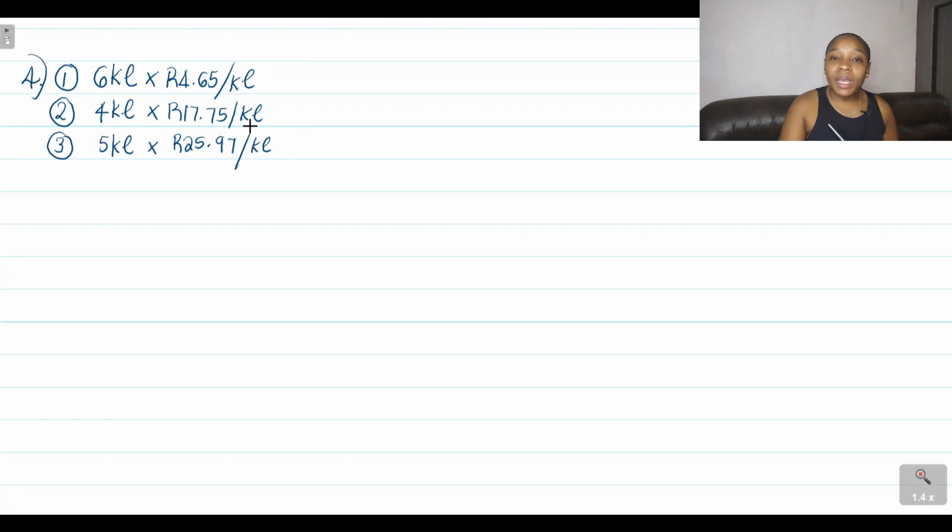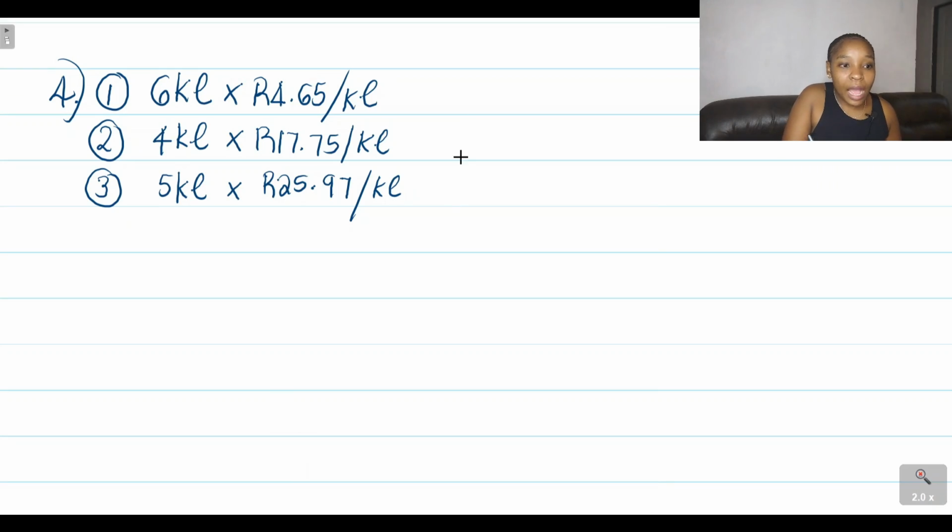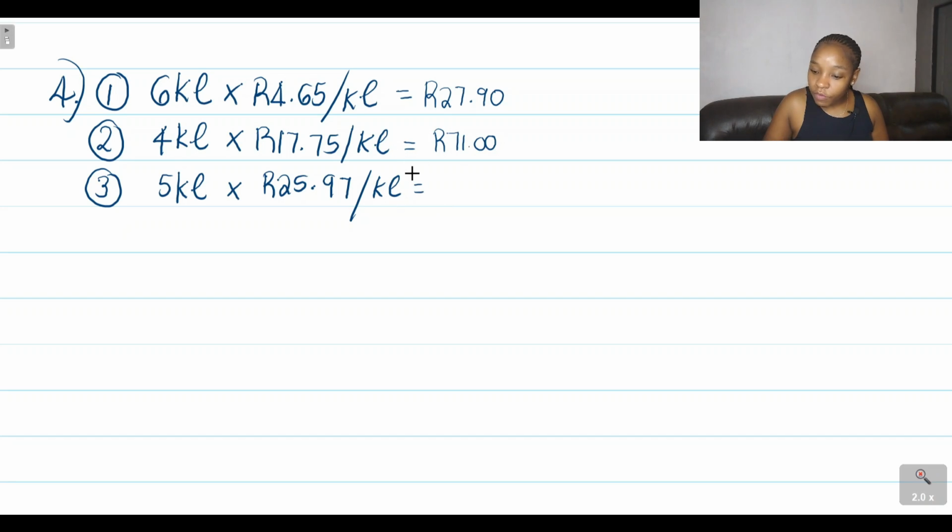All right, so I've basically rewritten what I was saying there. If you punch these into your calculator, guys, what do you get? 6 times 4.65 gives you 27.90. 4 times 17.75 gives you 71 rand. And 5 times 25.97 gives you 129 rand and 85 cents.